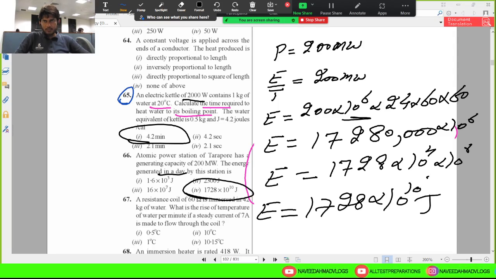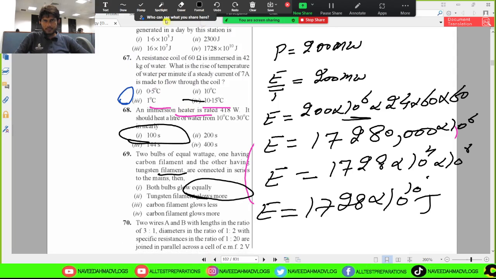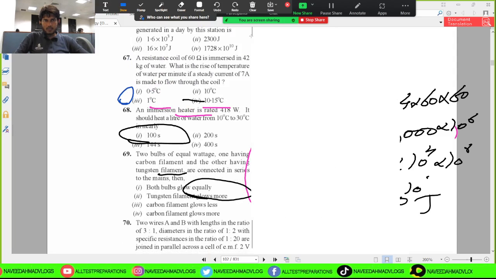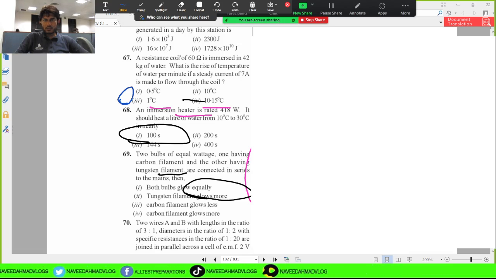Yes. MCQ number 67, that is: an electric resistance coil of 60 ohm is immersed in 42 kg of water. What is the rise of temperature of water per minute if a steady current of 7 ampere is made to flow through the coil? Okay. Resistance is given to us. Mass is also given to us.